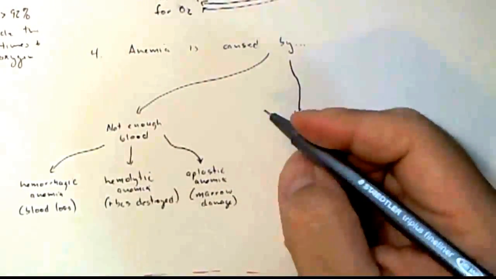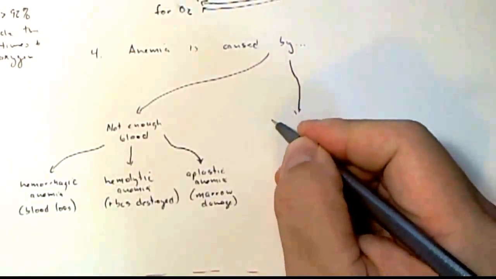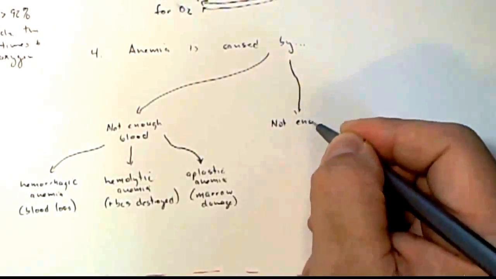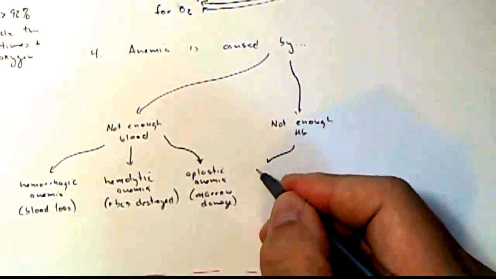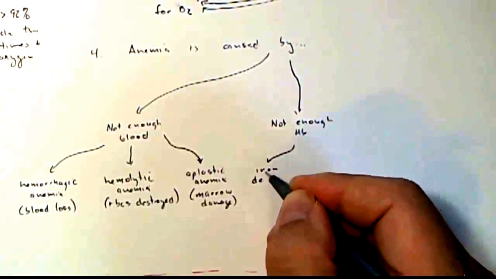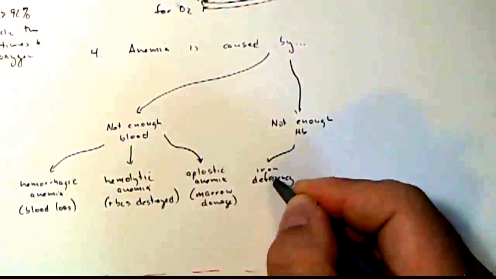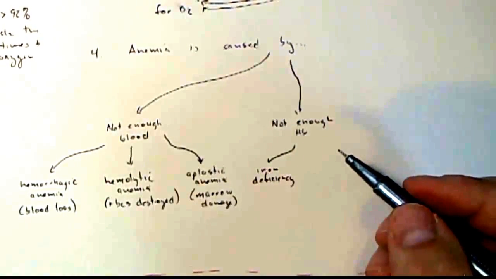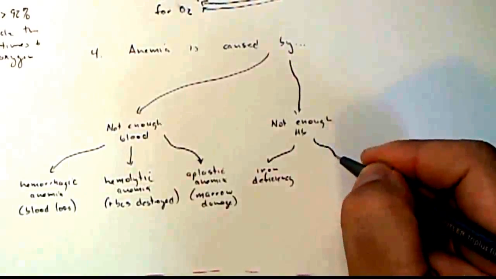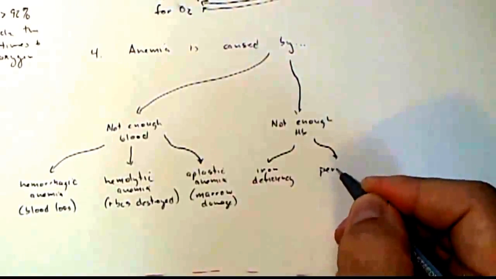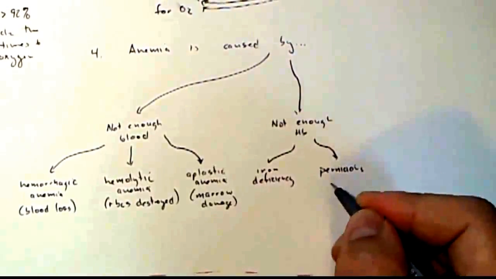You can also get anemia because of not enough hemoglobin. And this is typically iron deficiency. No iron to put into the hemoglobin, so you can't make the hemoglobin, or pernicious anemia.